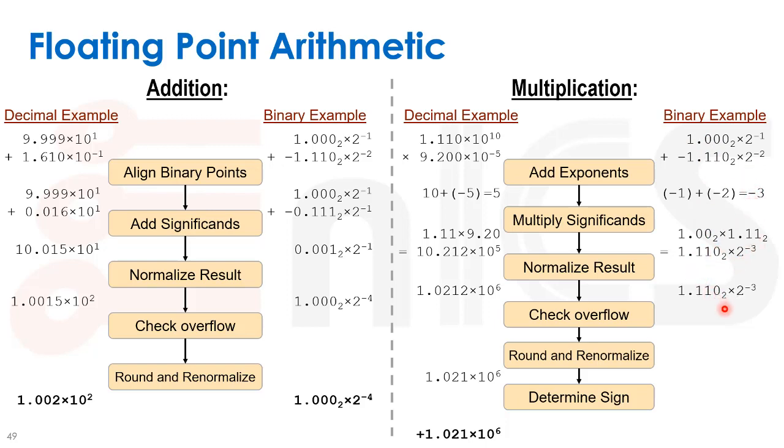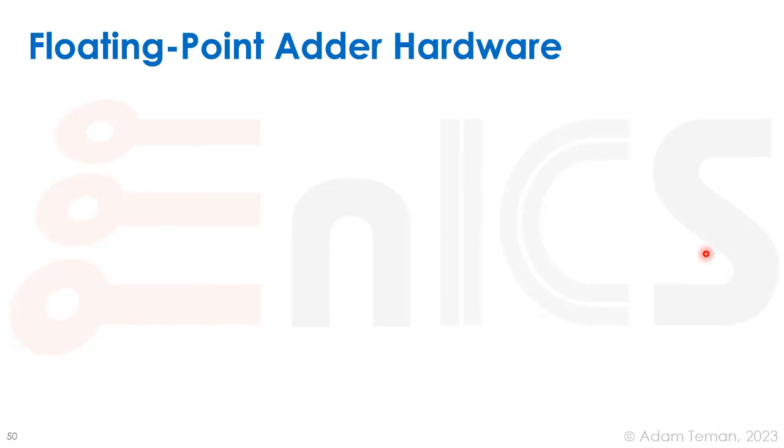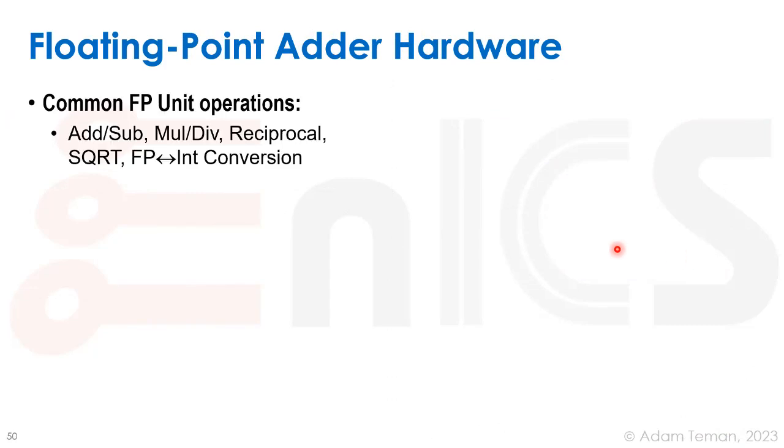This is already actually normalized, so all we need to do in the end is figure out the sign, so it's a plus times a minus, and it comes out a minus, and there we get our result. So this is floating point arithmetic, and therefore we need to build some hardware that supports it, and usually in a floating point unit we'll have add and subtract operations, multiply and division operations, but we'll also have reciprocal, which is 1 divided by, we'll have a square root operation, and we'll have casting between floating point and integers.